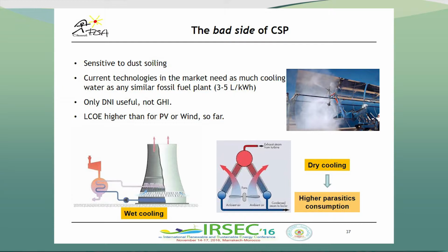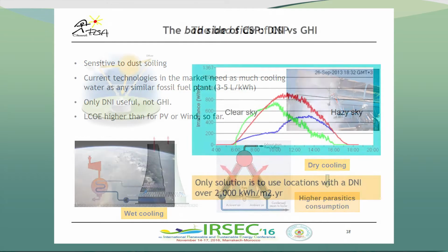Another thing is that only direct radiation is useful, not global. And as I said, the LCOE, the cost of generating electricity per kilowatt hour, is higher so far. This is the way they are trying to mitigate the water need, using dry cooling.